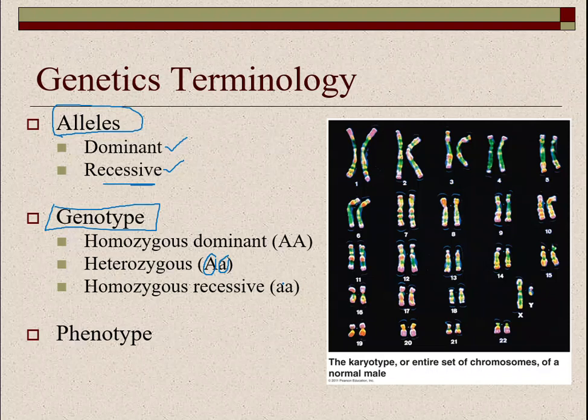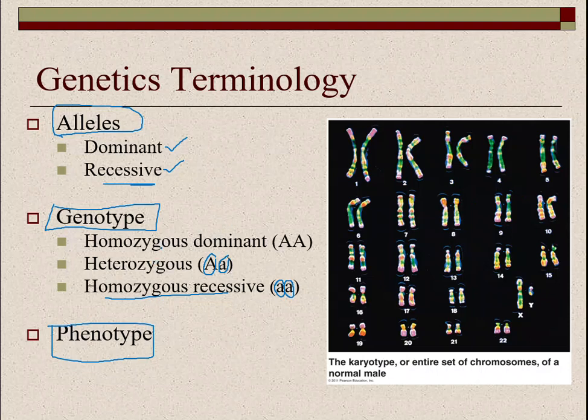Now, if you inherited 2 copies of the recessive alleles from mom and dad, then you are a homozygous recessive individual for that particular gene. Okay, so the genotype is your genetic makeup. It's the combination of your alleles that you inherited from your parents. Now, what is a phenotype? The phenotype is the outward appearance. It's that physical expression of the genotype. Okay, so the phenotype is dependent on the genotype.